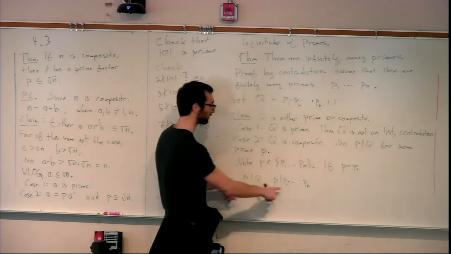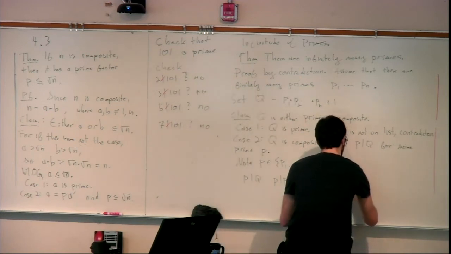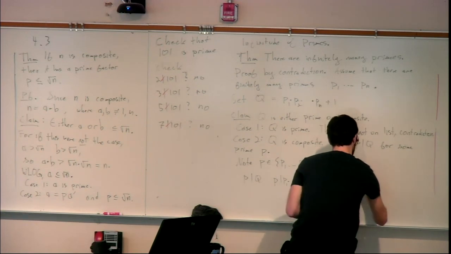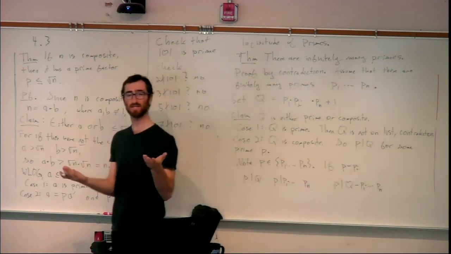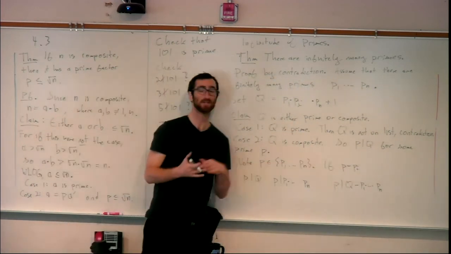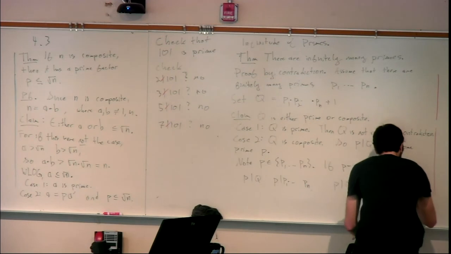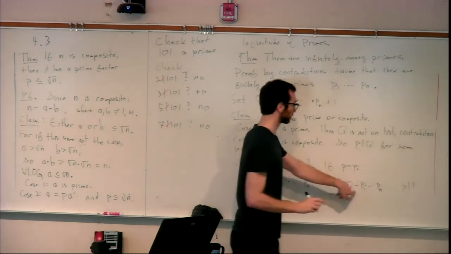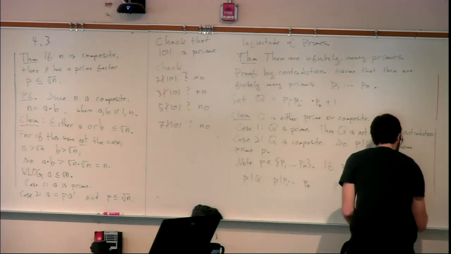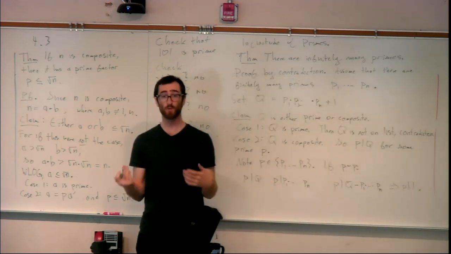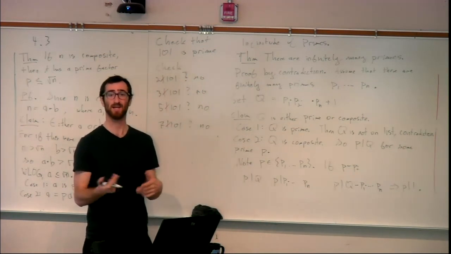But if P divides Q and P divides this thing, then P divides Q minus P1 times all the way up to Pn. This is from our last lecture. If P divides two numbers, then it'll divide the difference of those two numbers. But this implies that P divides 1, because Q minus P1 through Pn is just 1. So that implies that P divides 1. But no prime divides 1, right? In the integers, nothing divides 1 except 1 and -1, and those are not primes.